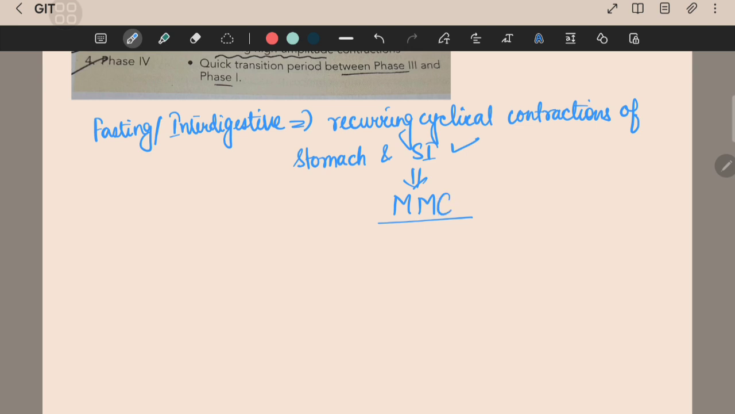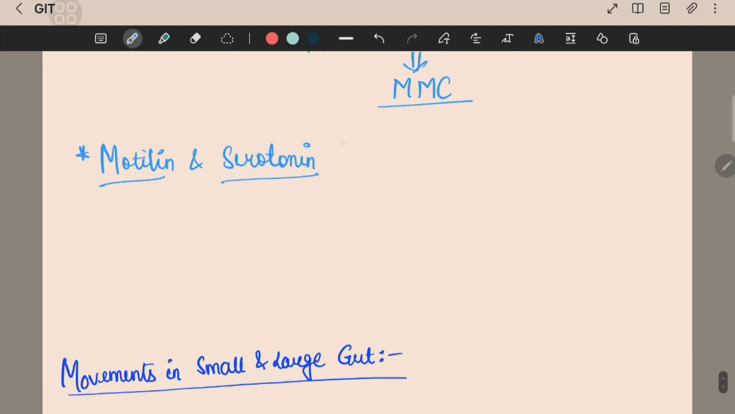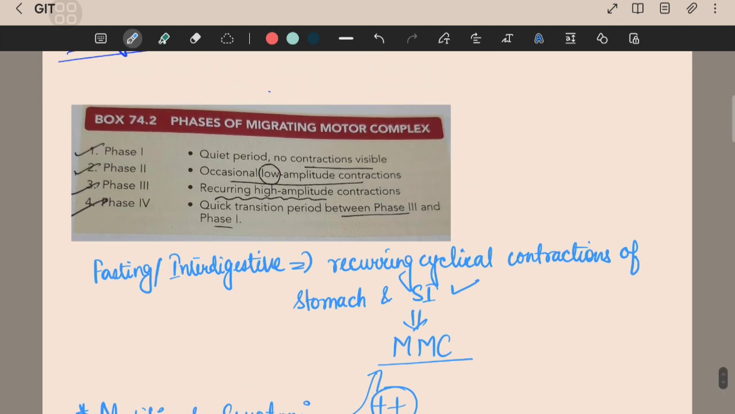Motilin is basically a gastrointestinal hormone. Two hormones are responsible: one is motilin and another is serotonin, that is 5-hydroxytryptamine. These two hormones are responsible for the influence of MMC. They will stimulate the migrating motor complex, and they will send a positive feedback to the stomach and small intestine. Now see, there are phases. First is phase 1, which has no visible contraction, a quiet period. Phase 2, here low amplitude contractions are happening.